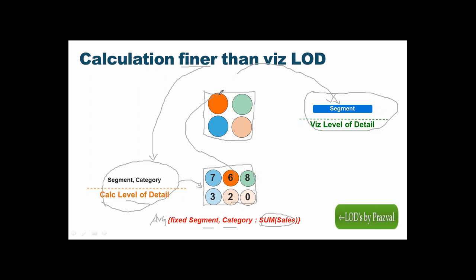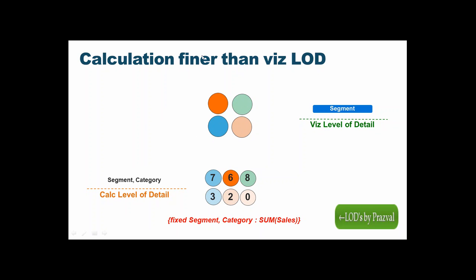Tableau will place 6 here, in this orange, because with this color only one circle is matching. Tableau is going to place 8 here. And with this color we have two values, 7 and 3. If I take the average, Tableau takes the average of these two: 7 plus 3 by 2, 5. Tableau will place 5 here. And here we have two values of the same color, so 2 plus 0 by 2, 1. So the output depends on the aggregation we take.